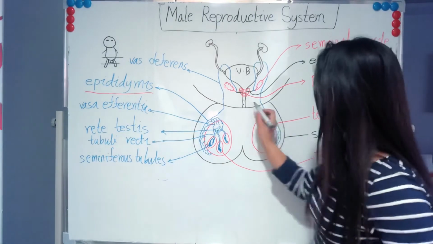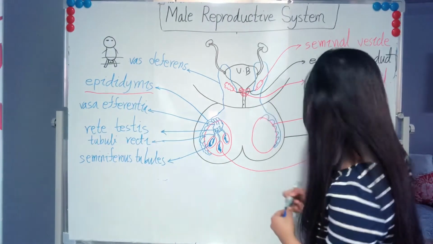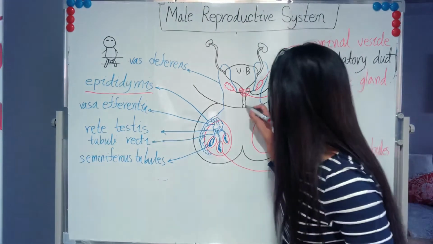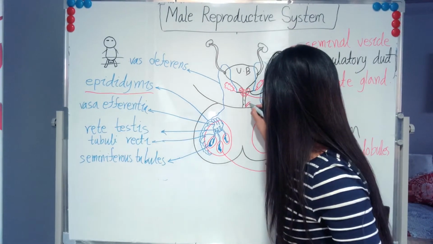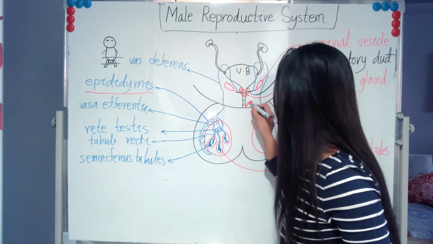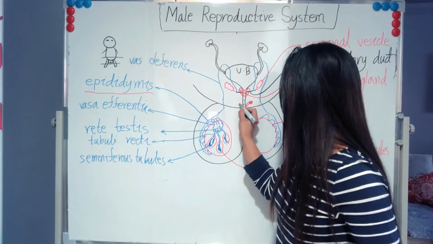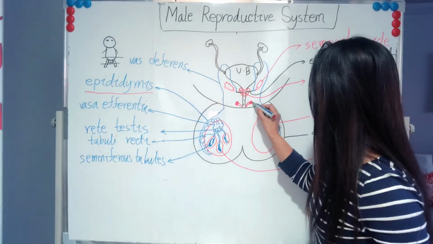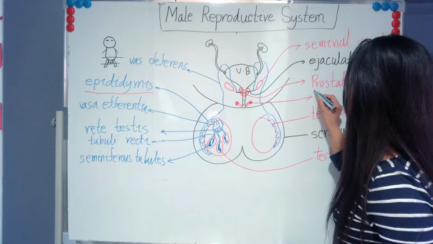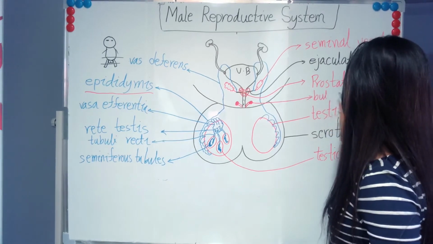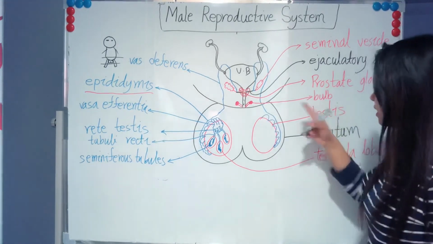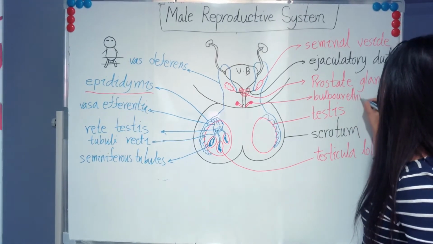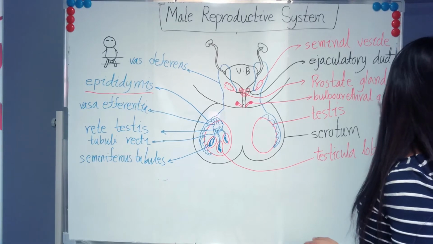Now here another two bulb-like glands are present. One, two, and this gland is called bulbourethral gland.